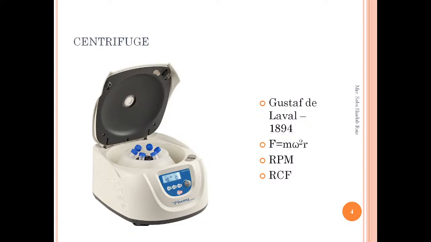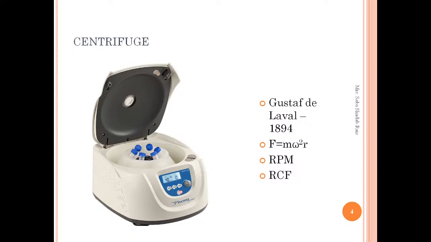Why is this RCF important? Because how much force you are applying, on the basis of that force your revolution per minute is related. So RCF and RPM are related. What we need to remember is that the force acting on the sample depends not only on the speed of the rotor, but also on the radius. How big is the radius?